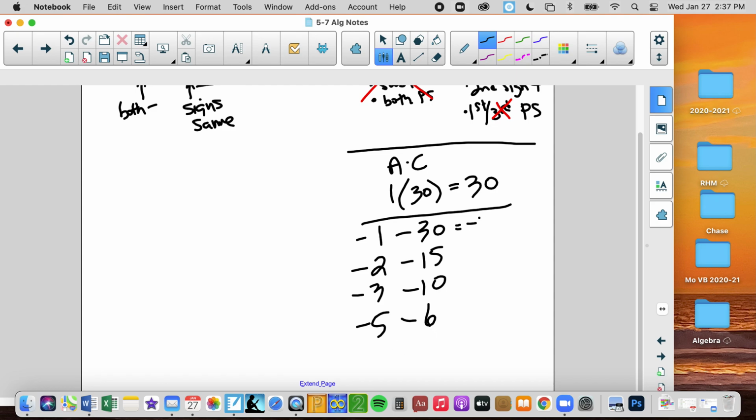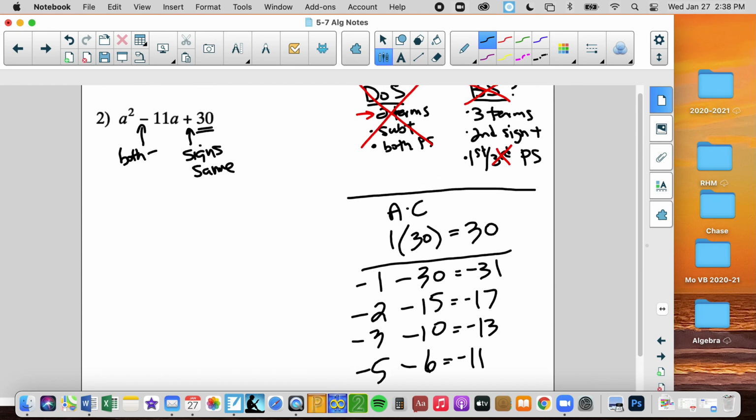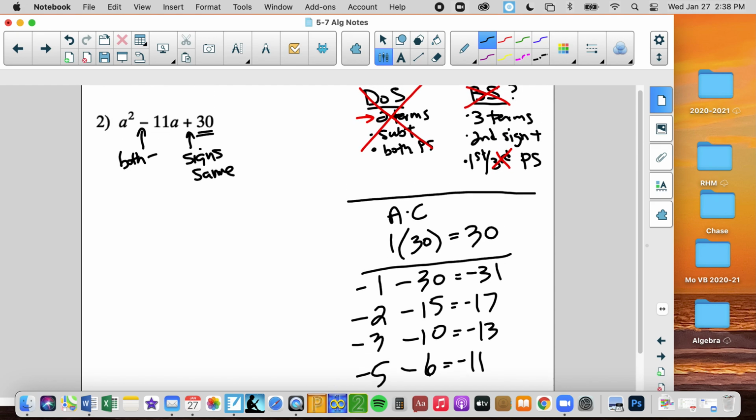Now I'm going to combine those. Negative 1 and negative 30 is negative 31. Negative 2 and negative 15 is negative 17. Negative 3 and negative 10 is negative 13. Negative 5 and negative 6 is negative 11. So I want to look at those solutions and find out which one is equal to my middle term. There it is right there. That is equal to my middle term.